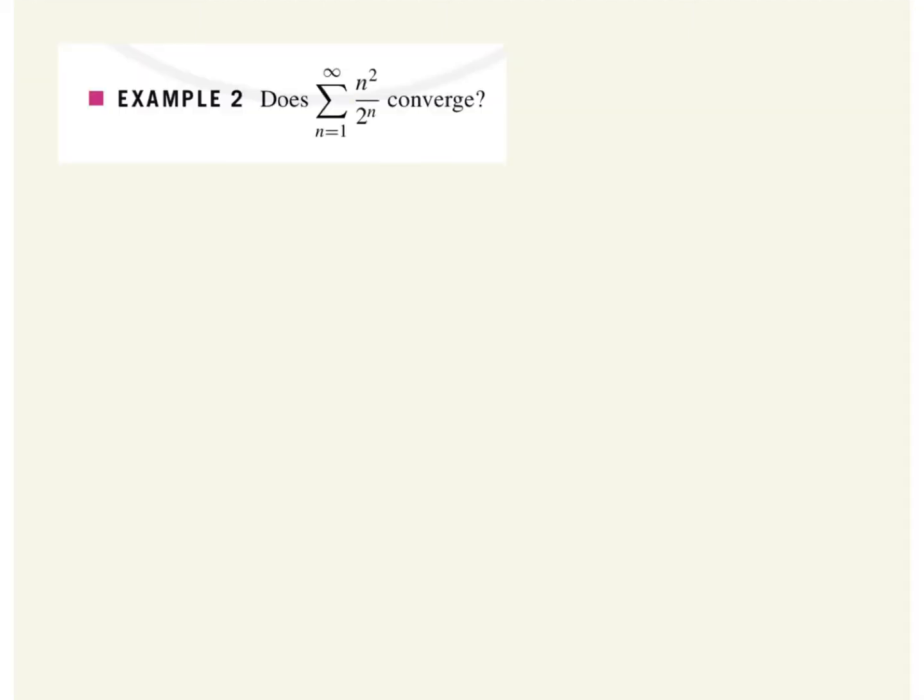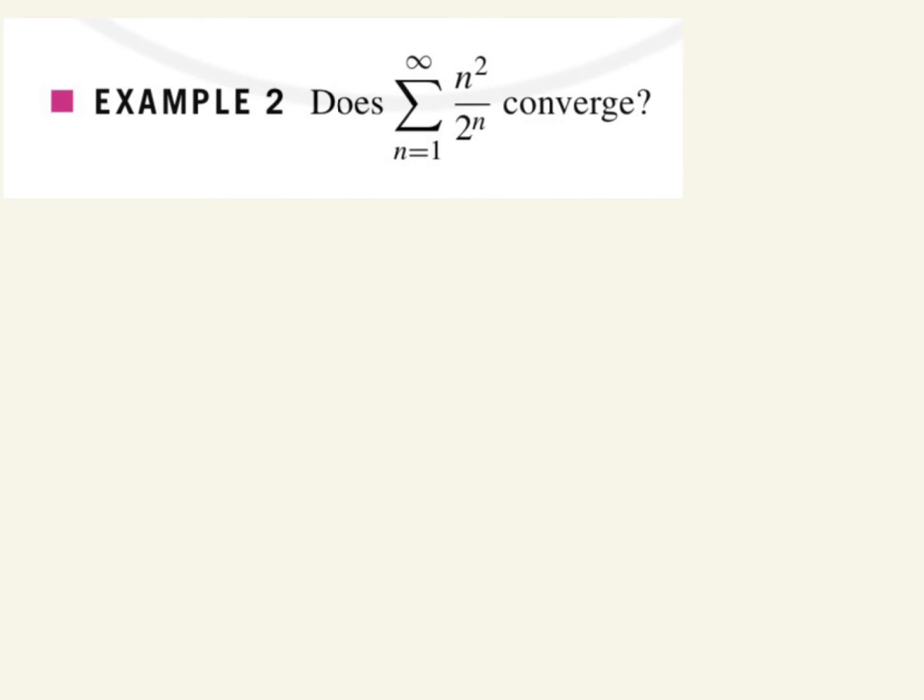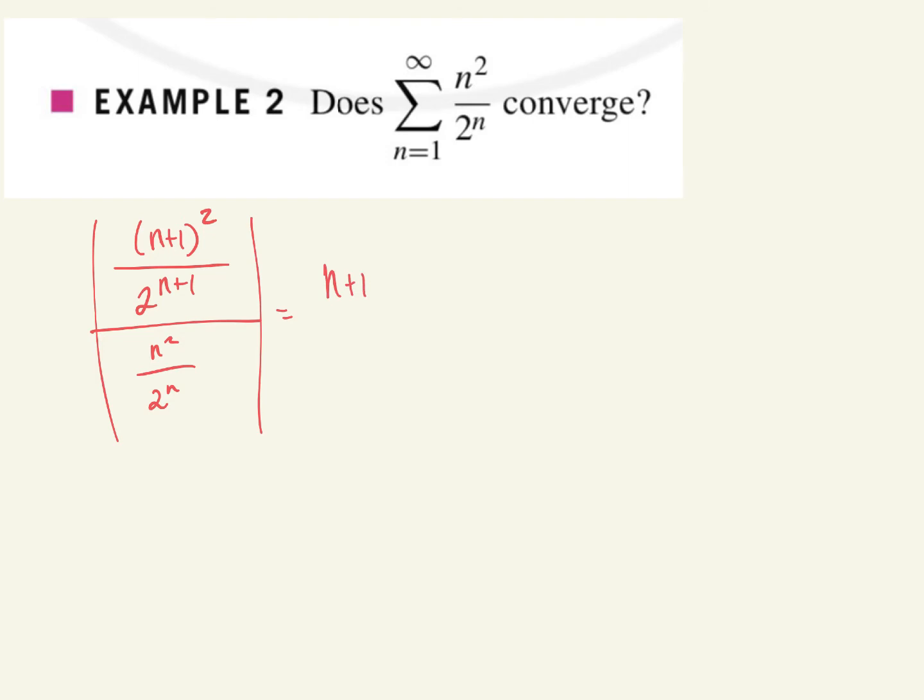Example 2, does this series converge? Now we have n squared over 2 to the n power. Same process for this. I'm coming up with my n plus 1 term over my n term. So I would have (n plus 1) squared over 2 to the n plus 1, divided by n squared over 2 to the n. I'll put the absolute values for the definition. And this is equal to (n plus 1) squared over 2 to the n plus 1 times 2 to the n over n squared.